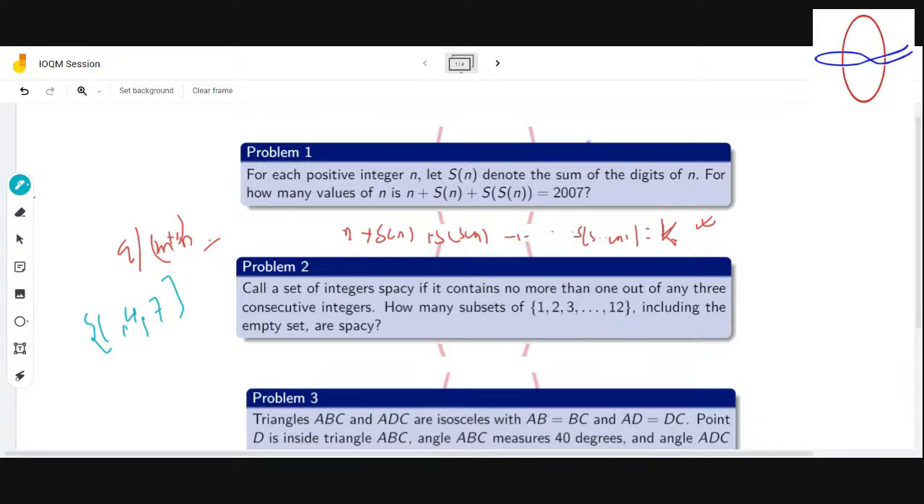So I will, that's requested by Raghav. I will give you 2 to 5 minutes to think about this problem.